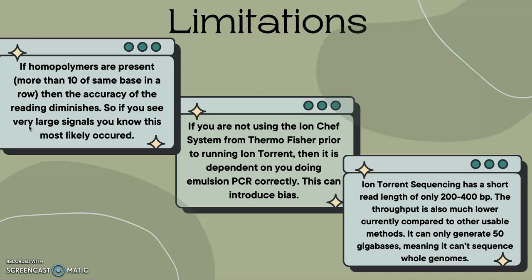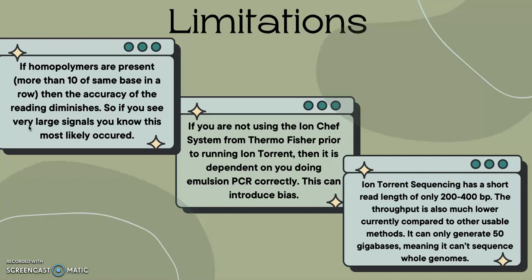Another limitation you could run into is bias. Since this is a Thermo Fisher Scientific product, it is important to use the corresponding kits when running your PCR prior to running the sequence. If you decide to not use the Ion Chef system from Thermo Fisher, your whole sequence will rely on you knowing how to do emulsion PCR correctly.